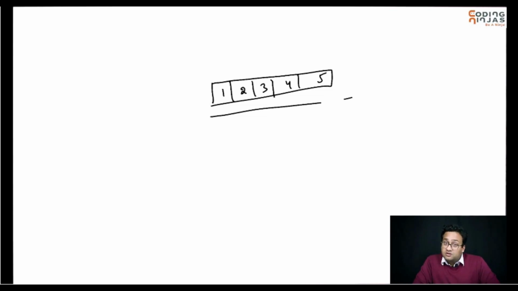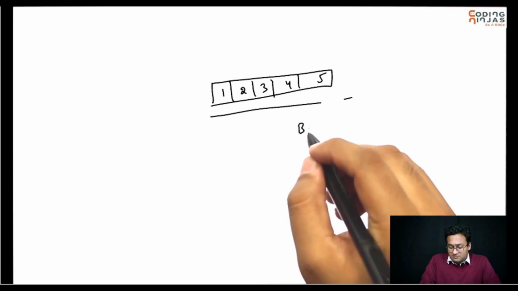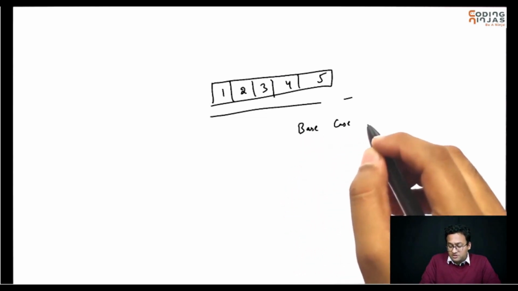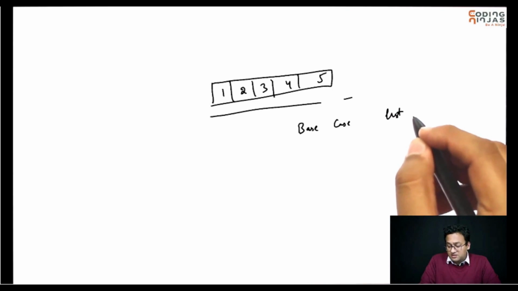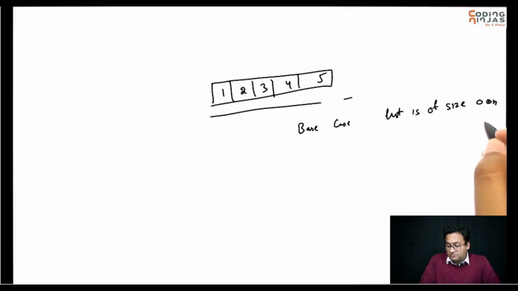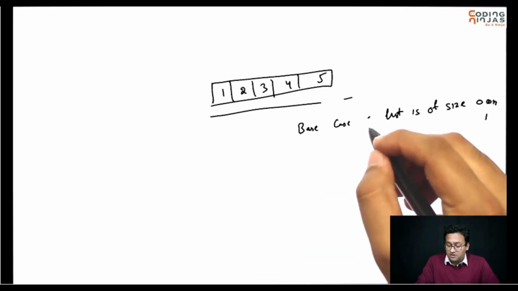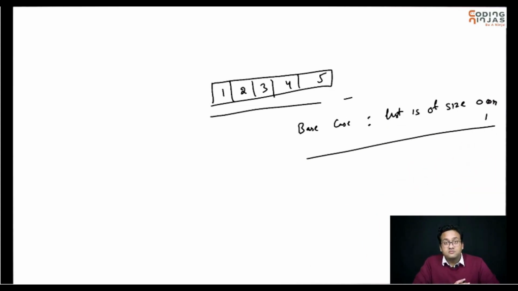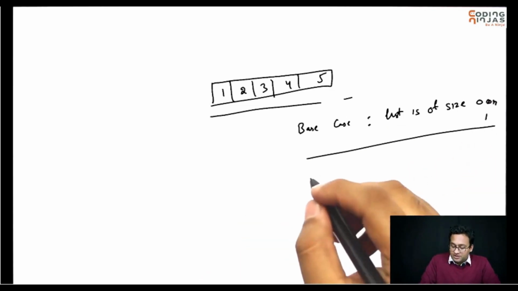A very simple way to look at this is to first talk about the base case. If my list is of size 0 or 1, then it's by default sorted. If you just have one element, is the list sorted? Yes, it is sorted. If you don't have any elements, even then the list is sorted. So that's our base case. Induction hypothesis.